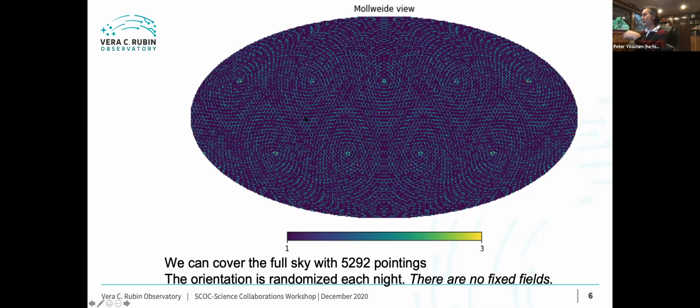This tessellation, we spin it so the orientation is randomized each night. So there are no fixed fields for the wide area parts of the survey. This is how we're going to accomplish our dithering and keep the co-added depths very smooth across the sky.